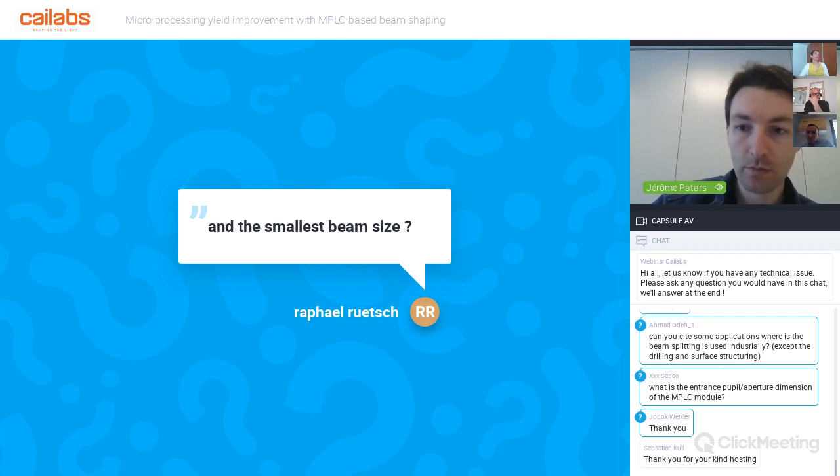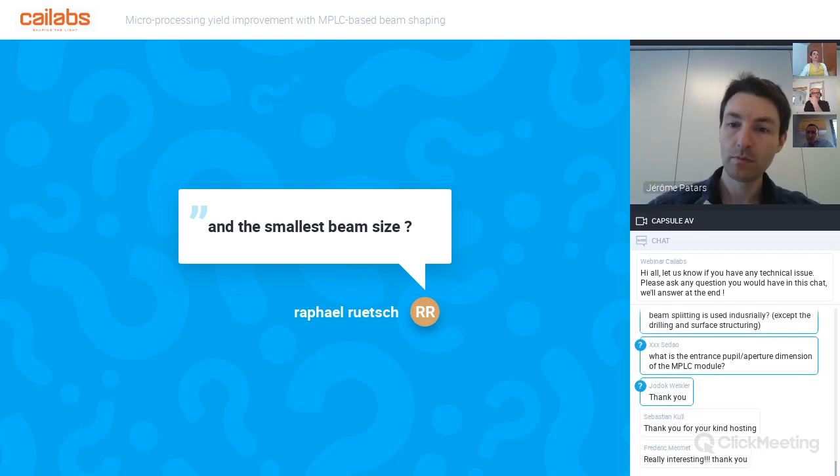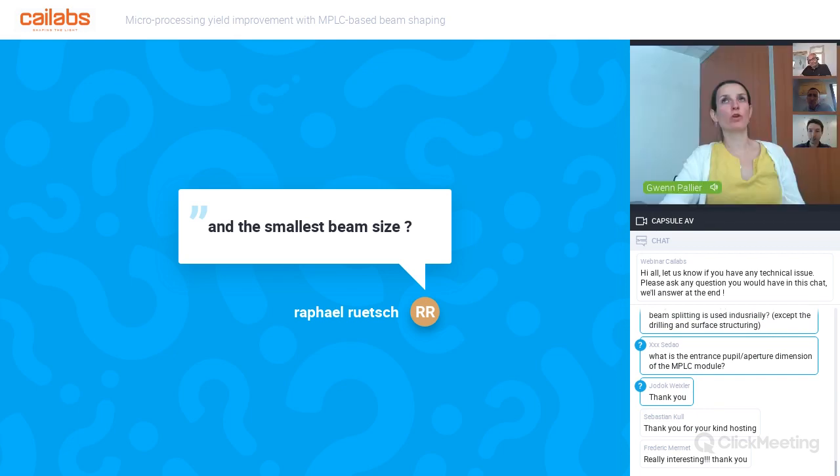Okay, I will take that one. I think I somehow answered that in another question as well. The smallest beam size we have done for now is around 30 micron. Actually, it would be possible to do smaller. I guess that we will try to get down to around 10 micron.